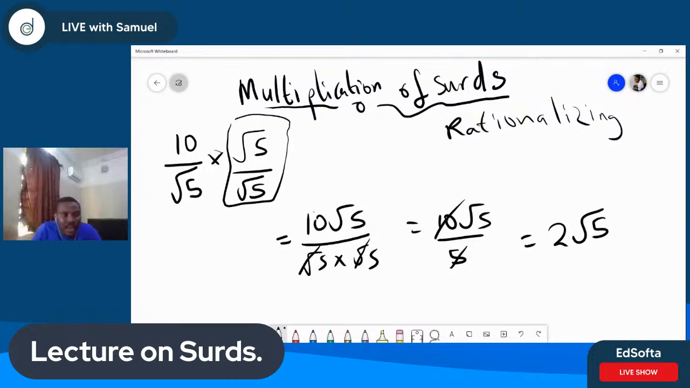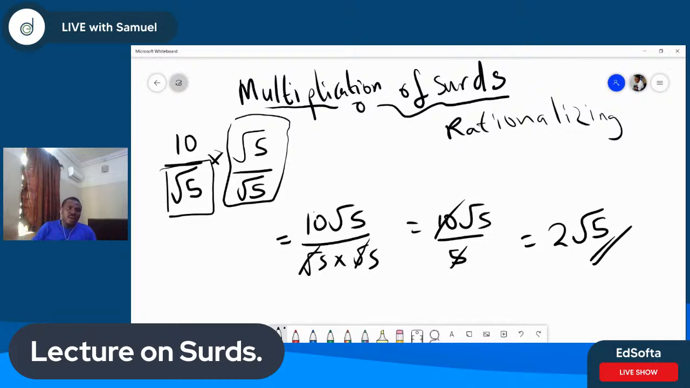So this is just a way, because we don't like a situation where the denominator of your ratio is a surd, because the surd is already an irrational number. So the denominator should not be a surd. So what you have to do is rationalize it by multiplying by 1, but that 1 is going to be the denominator over the same denominator, just like I did here: 10 over root 5 times root 5 over root 5. This will just cancel out, and we just have our answer as 2 root 5.